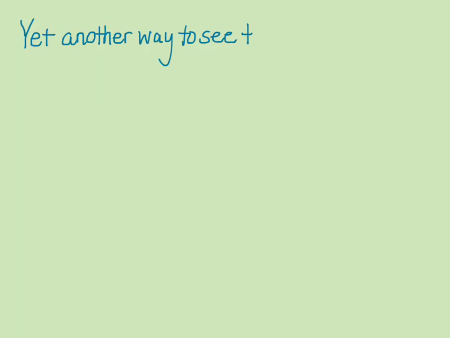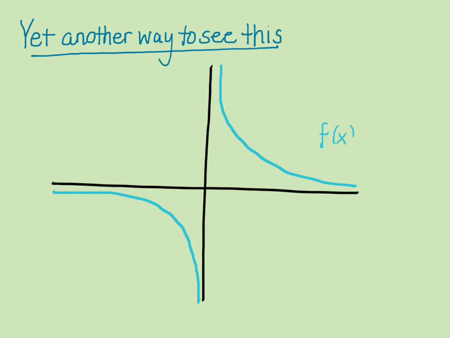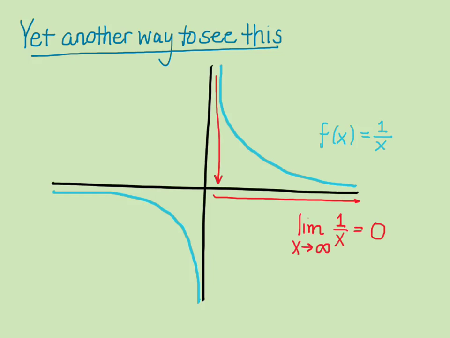Yet another way to look at this is to look at the graph. Here you see the graph of f of x equals 1 over x, and notice that as x gets bigger and bigger, or closer and closer to infinity, the y value is getting closer and closer to 0. We could also look at what happens as x goes to negative infinity. Notice that as x goes towards negative infinity, the y value is again getting closer and closer to 0.